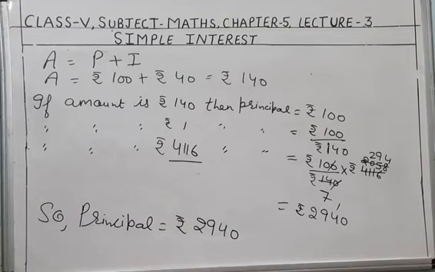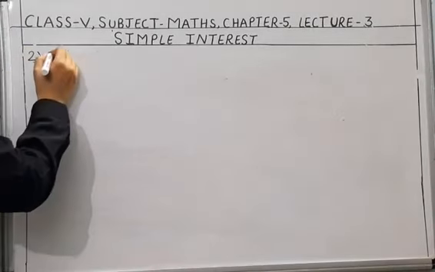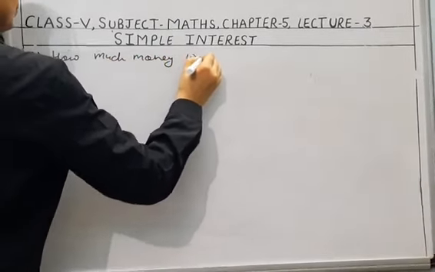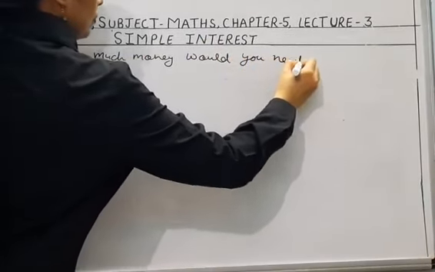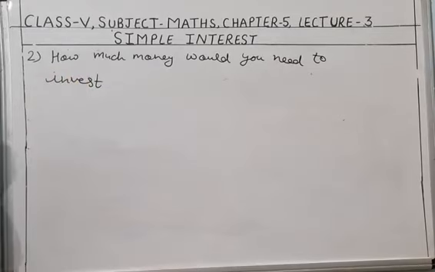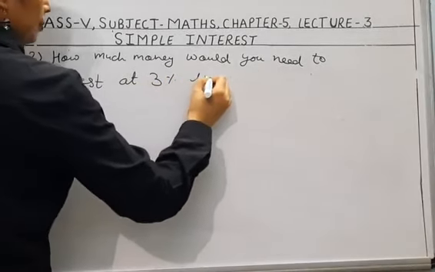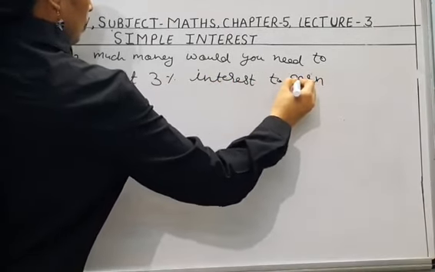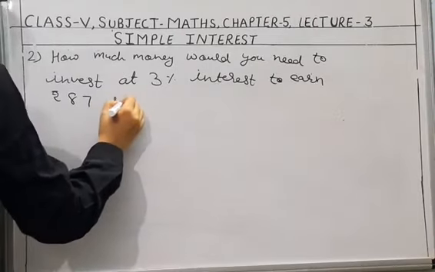Right? What's question number 2? How much money would you need to invest at 3% interest to earn rupees 87 in 6 months.